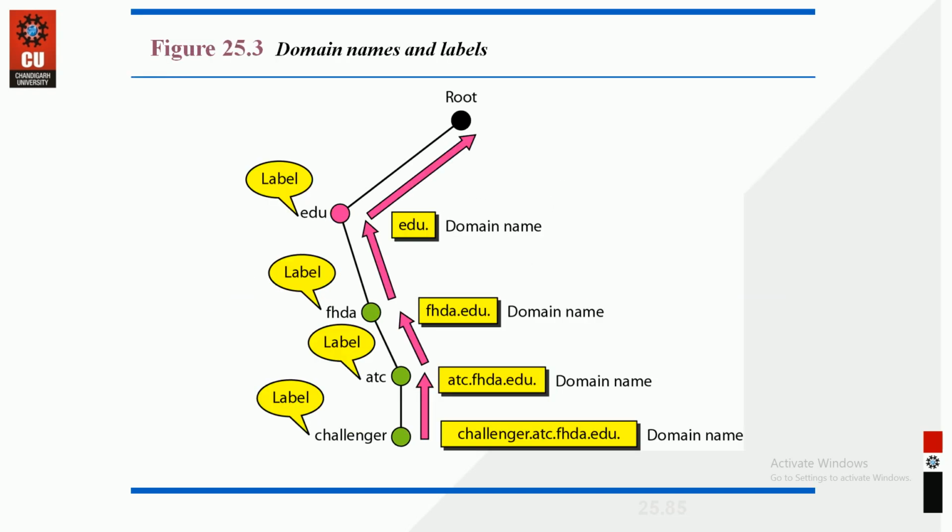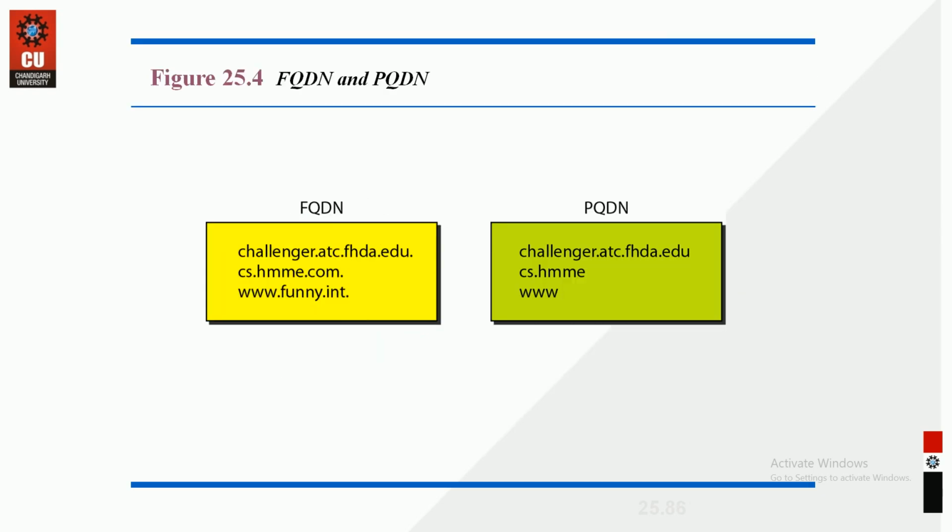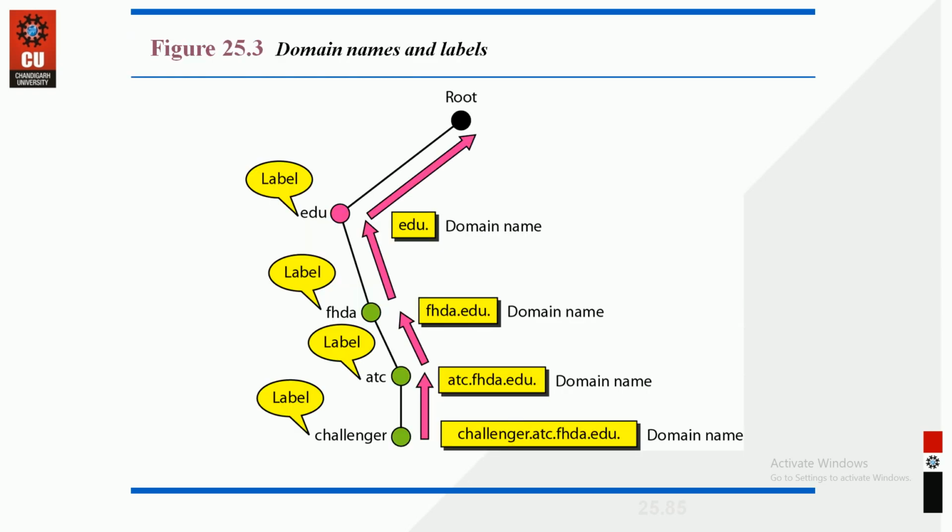Let's say we have the root, then the level edu domain, then fhda.edu, then atc.fhda.edu, then challenger.atc.fhda.edu. The more levels there are, the higher the range for these domain names, right? Okay, so this is how it works, right?